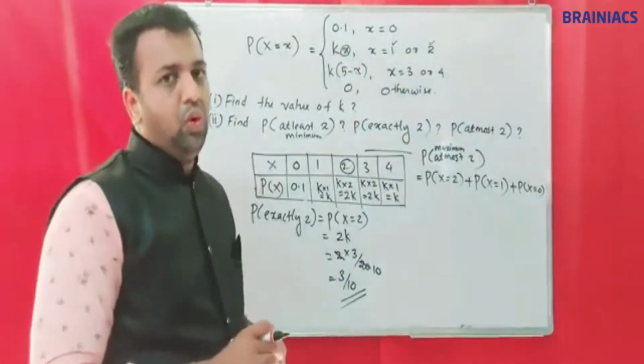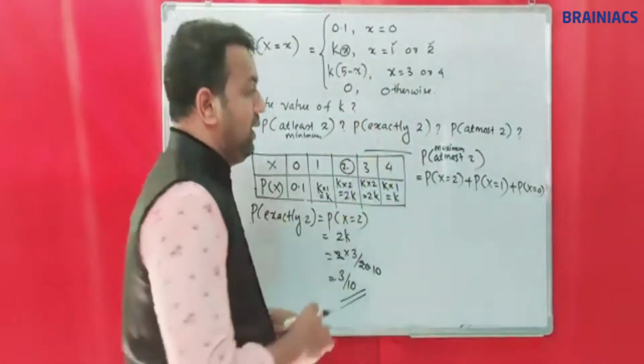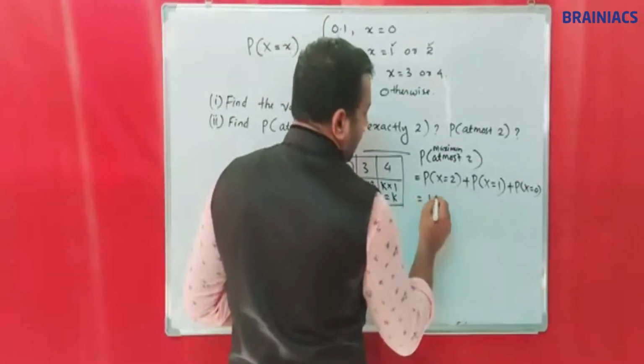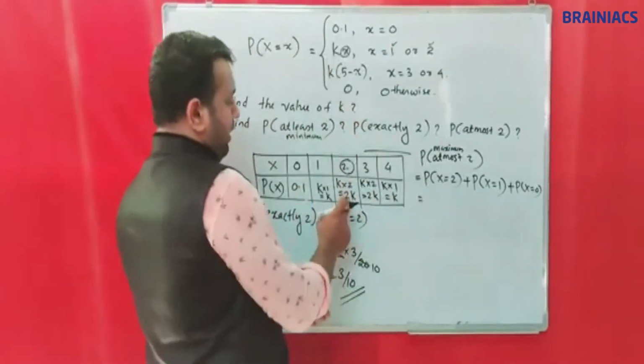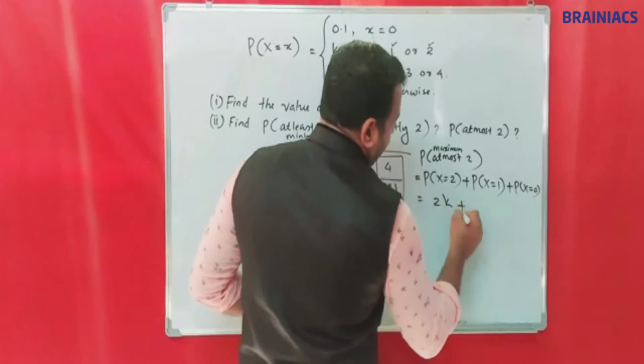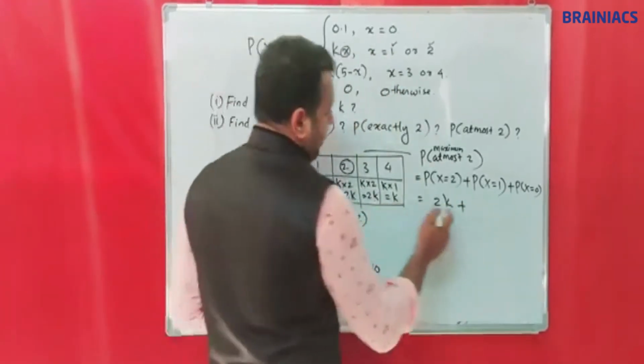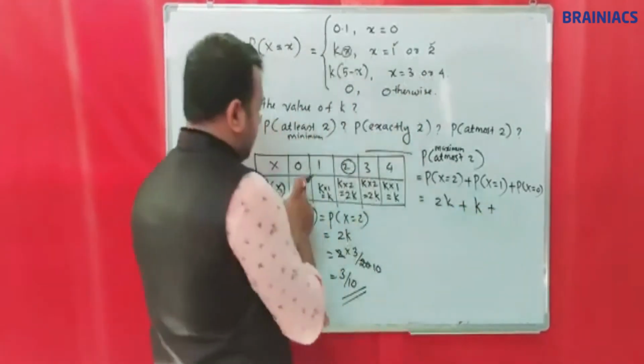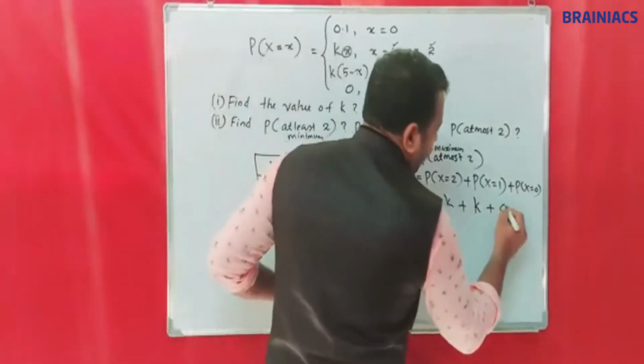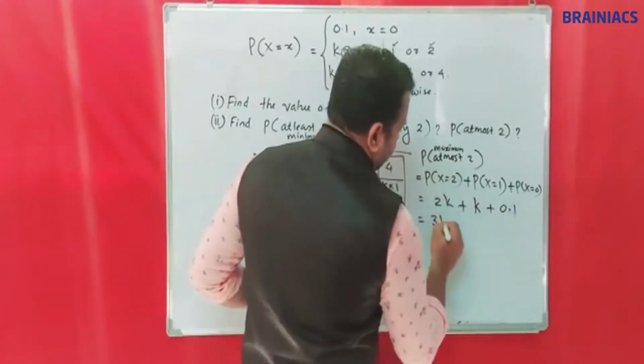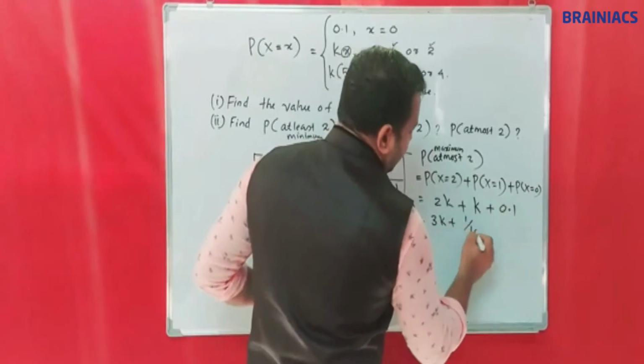Add these three values. So we get the probability: P of x is equal to 2 gives 2k, plus P of x is equal to 1 gives 2k, and P of x is equal to 0 gives 0.1. So the answer becomes 3k plus 0.1, which will be 1 by 10.